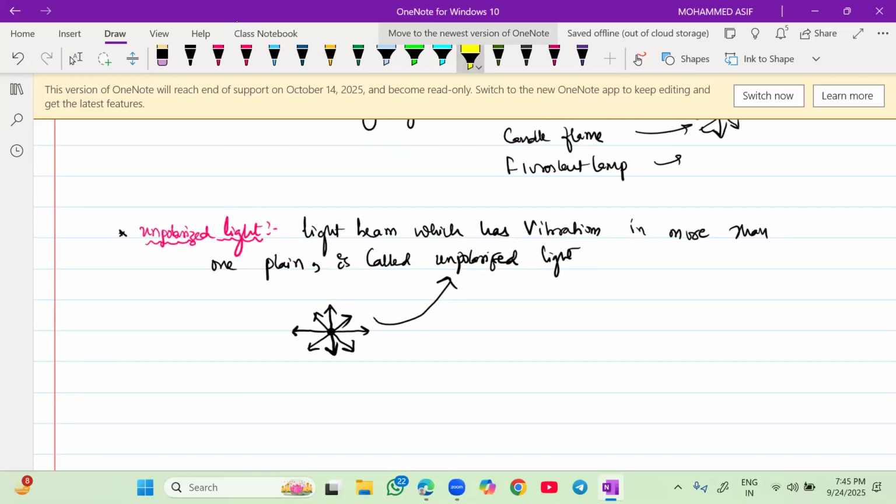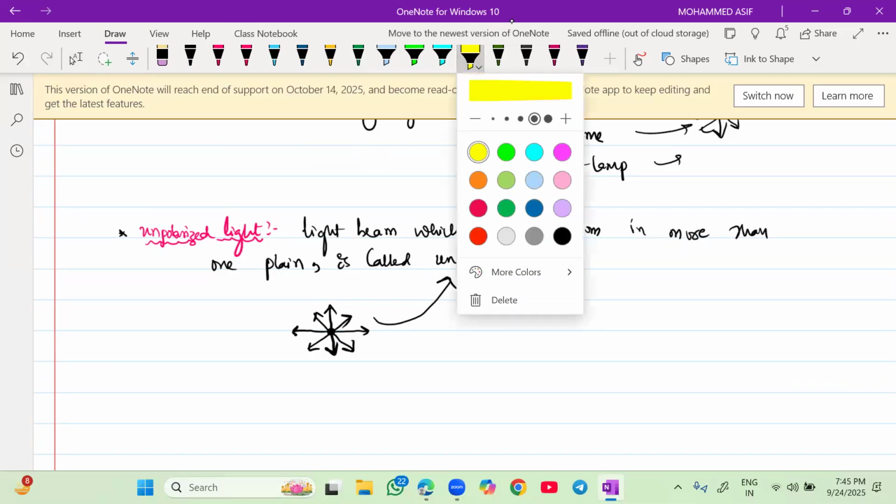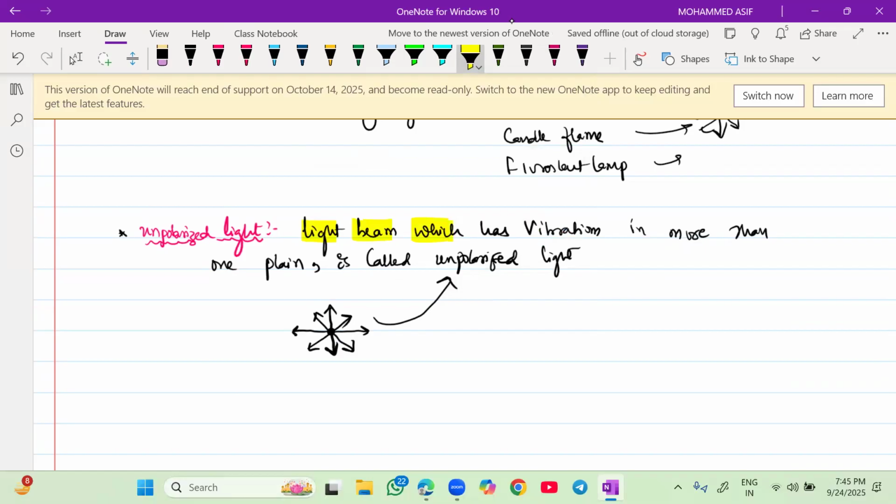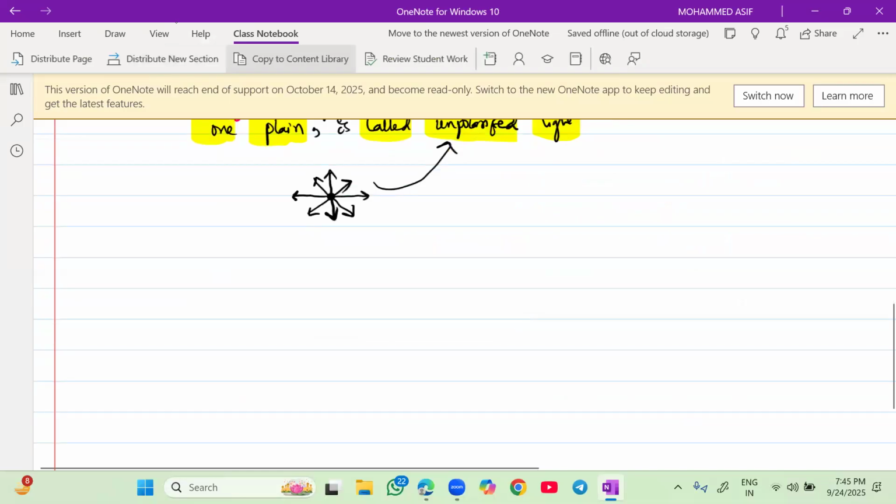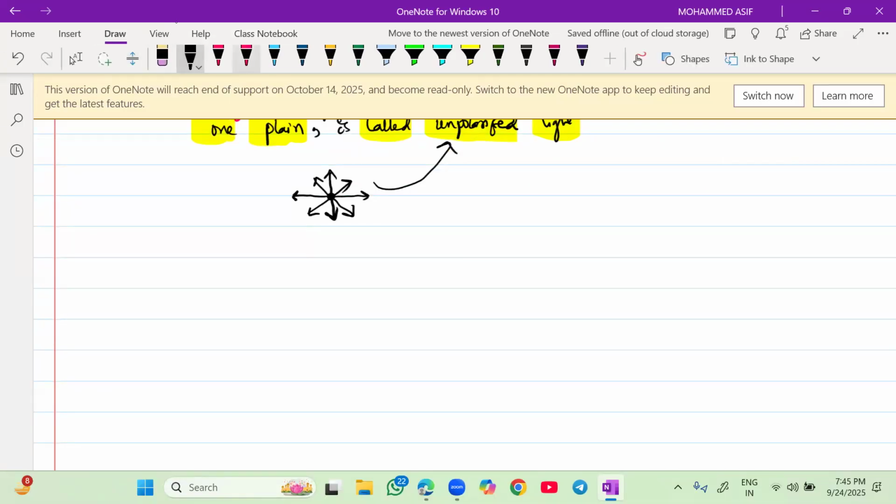So what do you mean by unpolarized light, beta? Unpolarized light is the light beam which has the vibrations in more than one plane. The symbolic representation of unpolarized light is with a dot and arrow mark. Am I clear? Sure. Next one is polarized light. What do you mean by polarized light? Polarized light means the light which is having the vibration only in one plane.